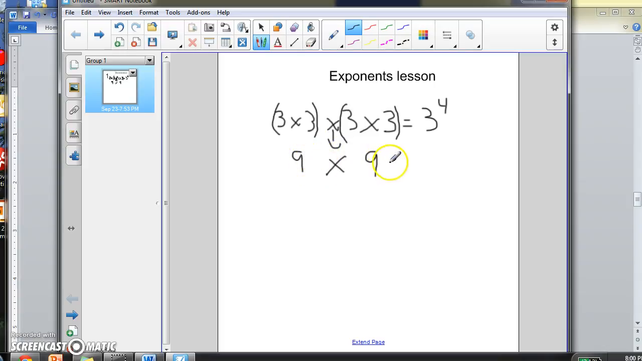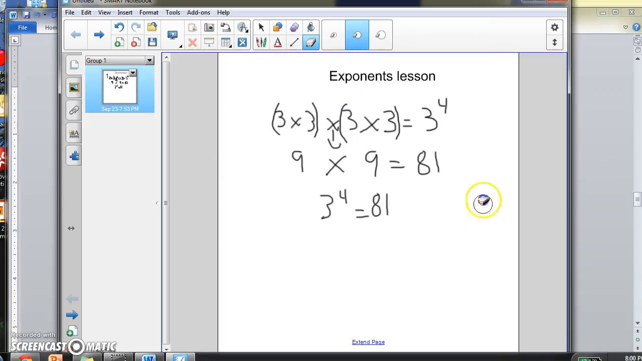9 times 9 equals, well, a strategy to figure that out would be count 9 times. So 9, 18, 27, 36, 45, 54, 63, 72, 81. Counted it 9 times. So that's how I'd answer. So 3 to the power of 4, or 3 to the 4th power, equals 81.